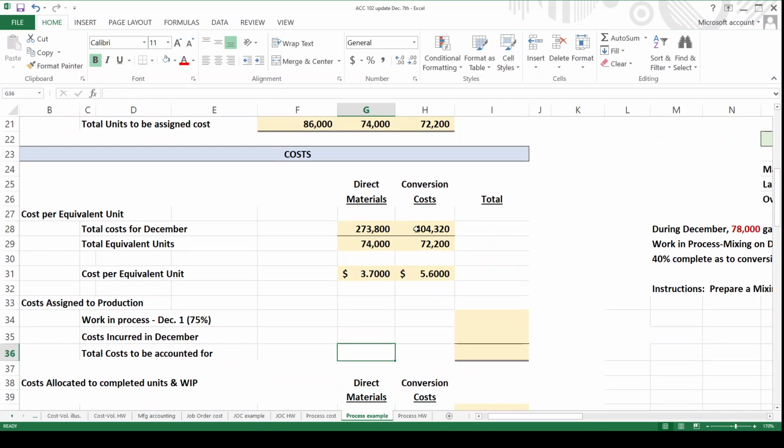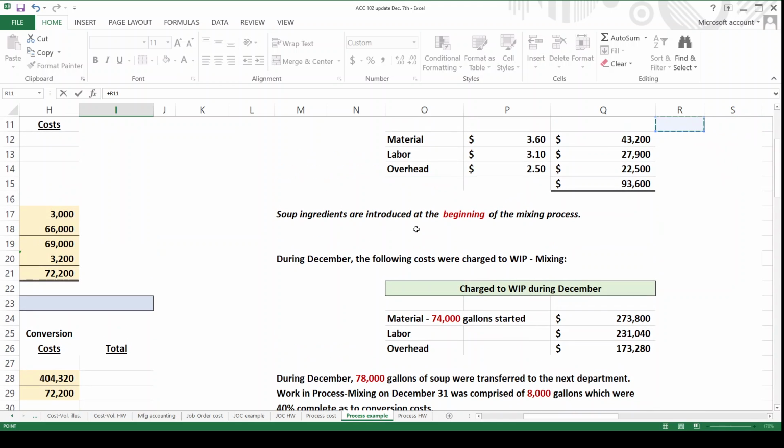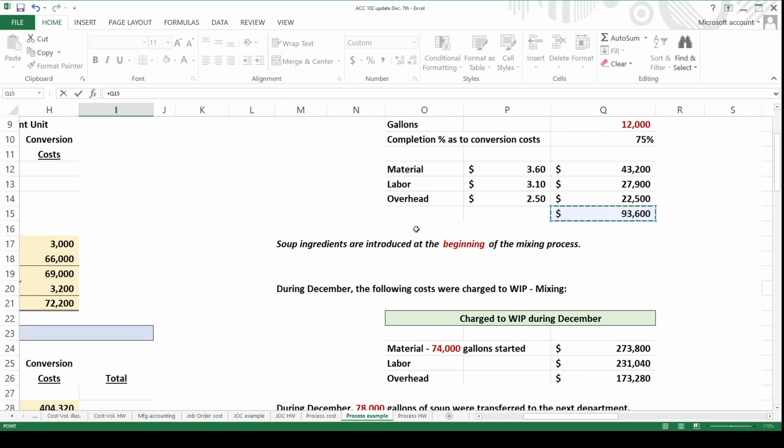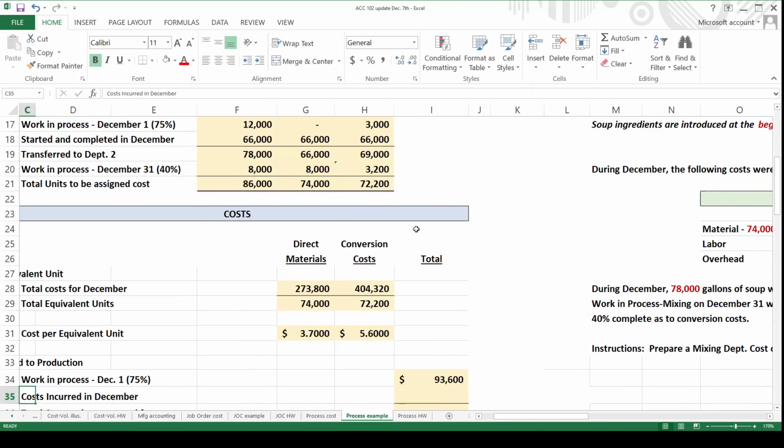All right. Now, what costs were assigned to production? Okay, what was the cost of the beginning WIP? Do we know what that is? Of course we do. Let's come over here. Let's go look at our beginning WIP. There it is. That's the total cost of the beginning WIP. That's what we started with. That cost was from November, 93.6. Okay. And then we're going to add to that the costs that were incurred during December. And what were those costs? That would have been these.